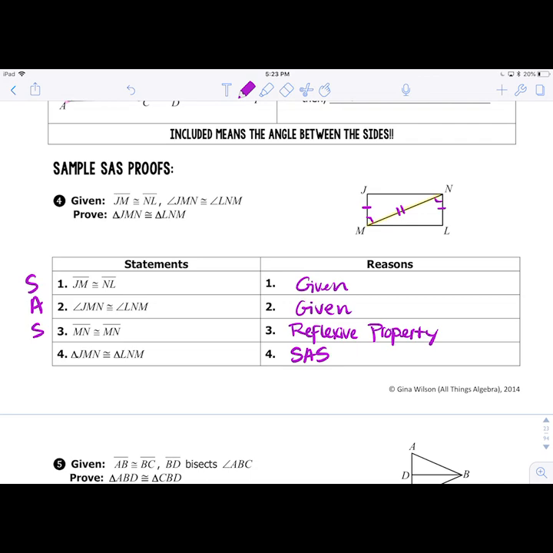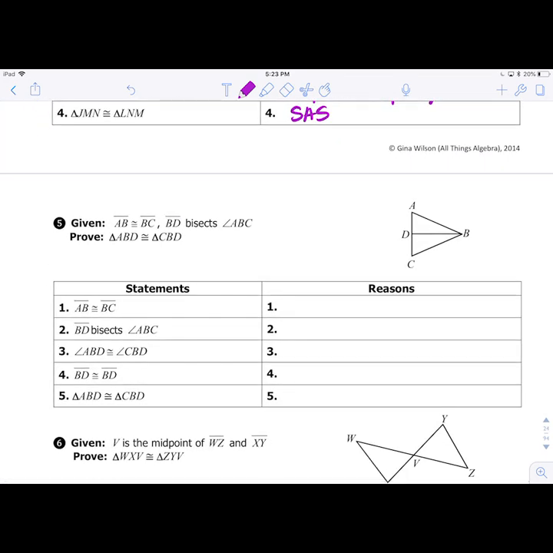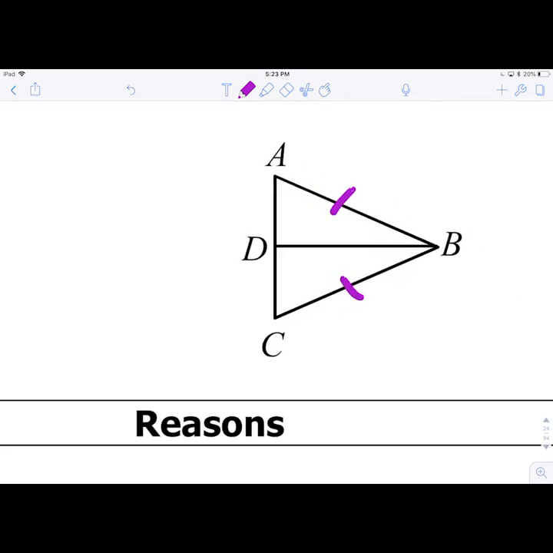All right, let's move along. So here we have that AB is congruent to BC. And we also see that side BD bisects angle ABC. So let me highlight it for you. Angle ABC is right here. BD is a bisector of it. And remember, an angle bisector cuts an angle into two congruent angles. So that must mean that those two angles are congruent. And do the two triangles share a side? They absolutely do. So we know reflexive property is going to play a role in here.